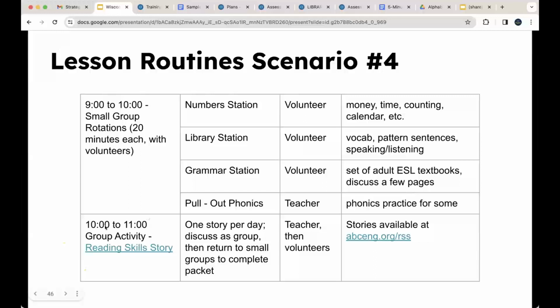And then for the second hour, we do a group activity. By 10 o'clock, pretty much everybody is here. We can come together and do a group activity. I've been using the reading skills stories as a basis for this group activity, and I'll show that to you in a minute.